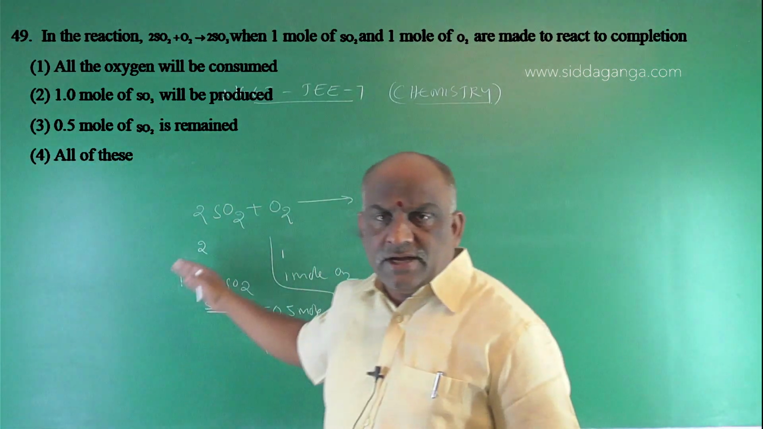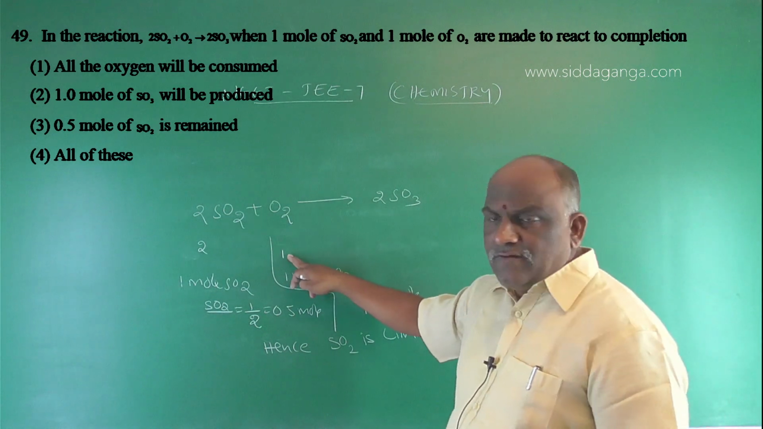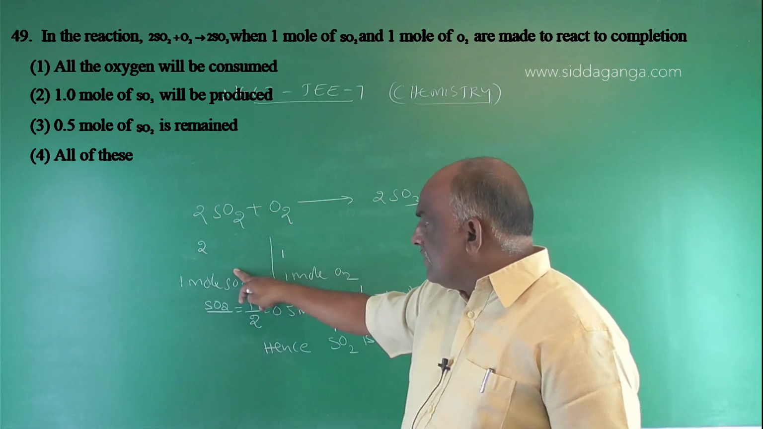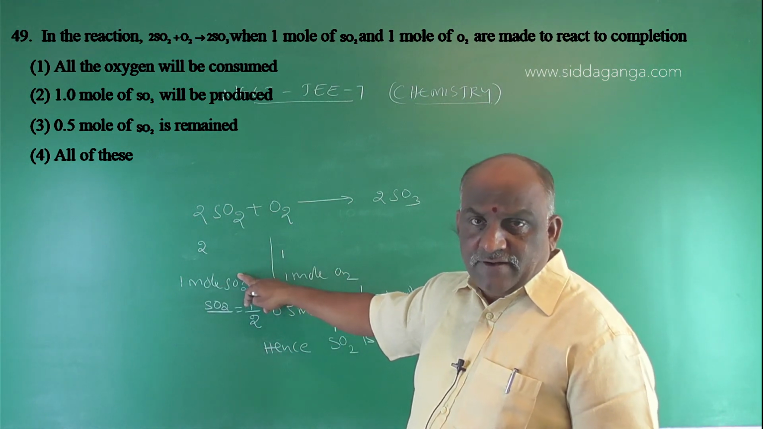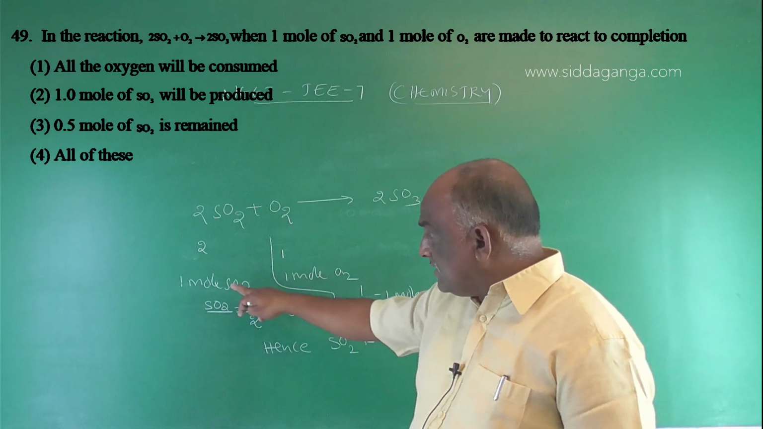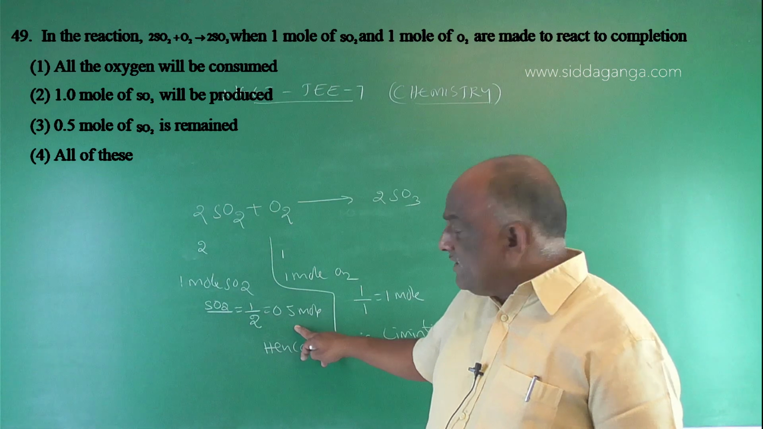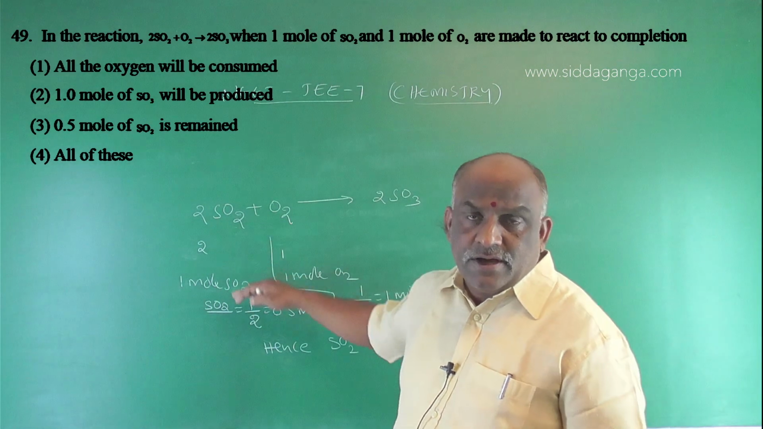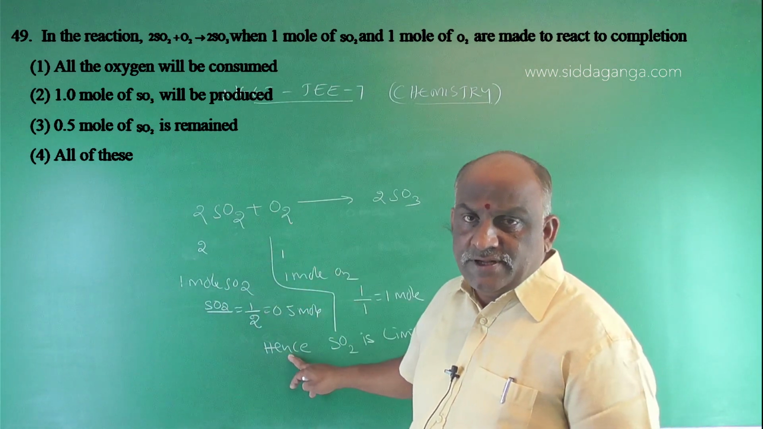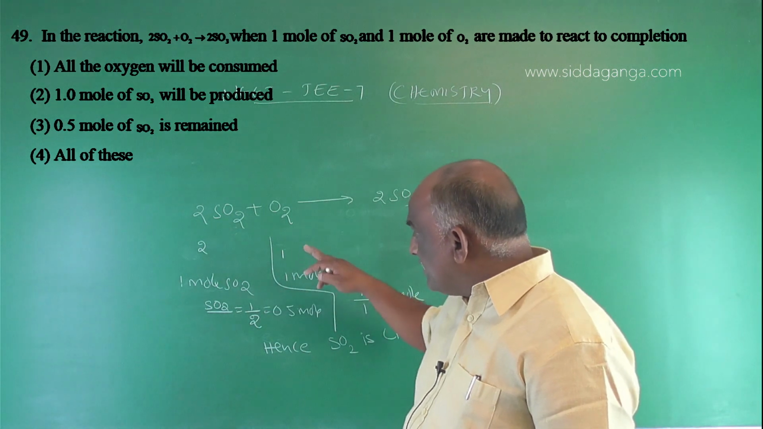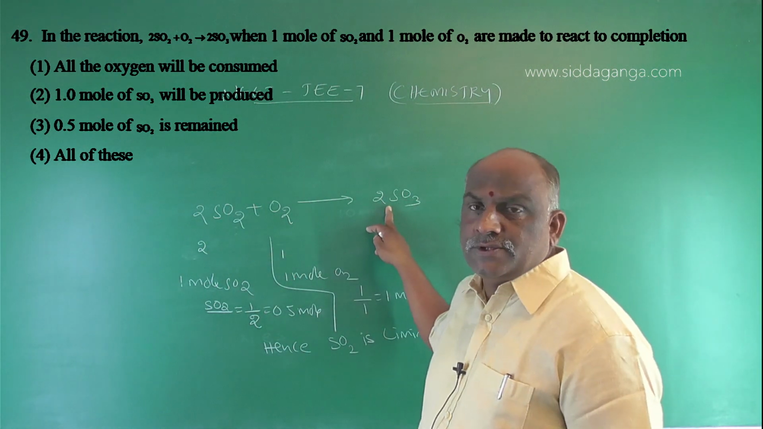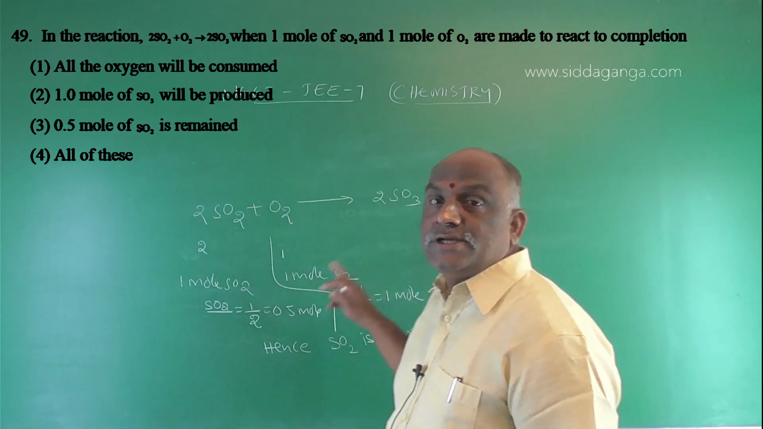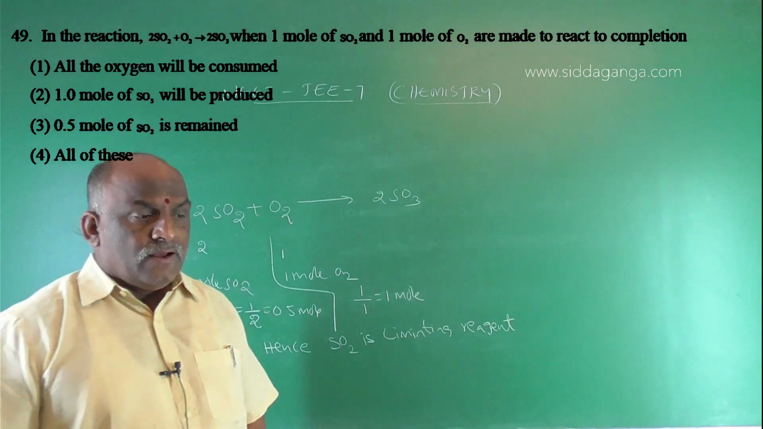So SO2 is totally consumed. Here 1 mole of oxygen is given, but how much oxygen is required? Only 0.5 mole is required, and it is completely consumed in this reaction. That's why SO2 is the limiting reagent. On the basis of the limiting reagent, 2 moles of SO2 produce 2 moles of SO3, so 1 mole of SO2 produces 1 mole of SO3. So you go with option number 2.